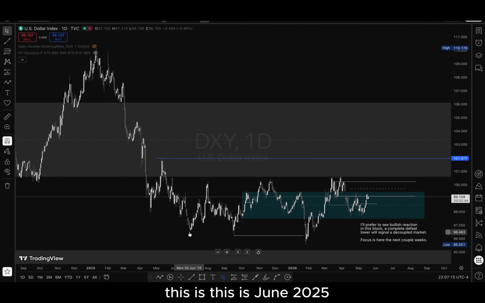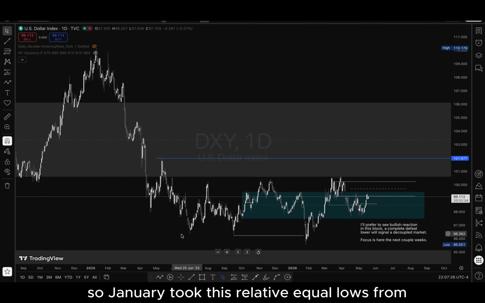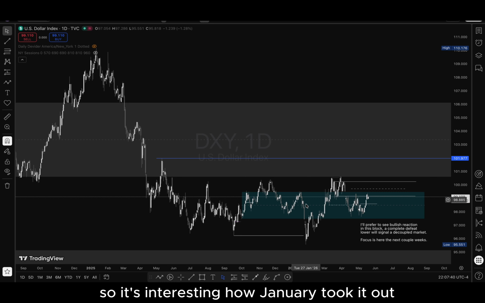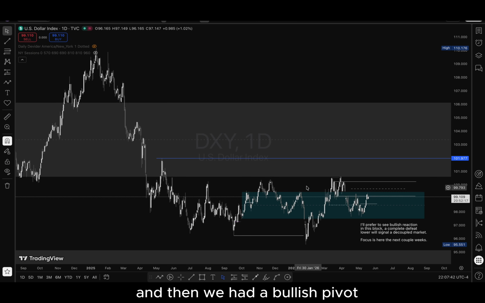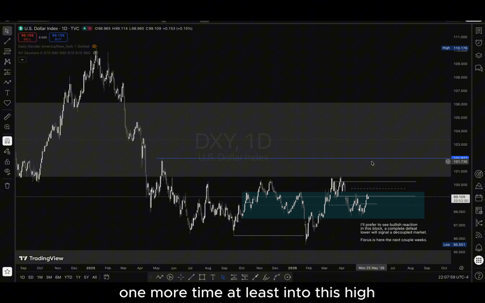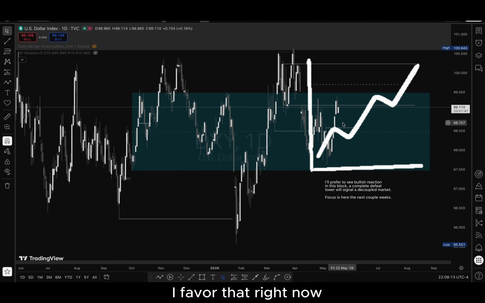This is June 2025. This is September 2025. This is January 2026. So January took these relative equal lows, these are multi-month lows in here. So it's interesting how January took it out and then we had a bullish pivot or a change in character. We could see price come higher because this is a behavior that has a tendency of sending price higher one more time at least into this high. So I favor that the dollar seeks yield. I favor that right now.